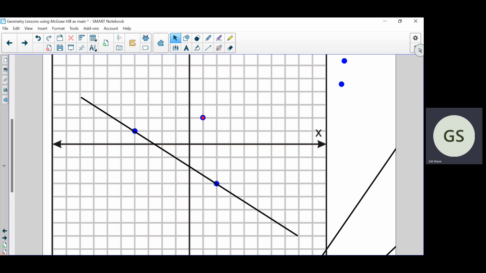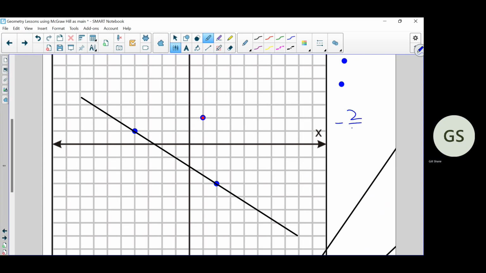So what you need to do is you need to take that perpendicular slope. So the original slope was this. The perpendicular slope was this. And you need to create a line with that slope that goes through that point, and it will intersect that line.